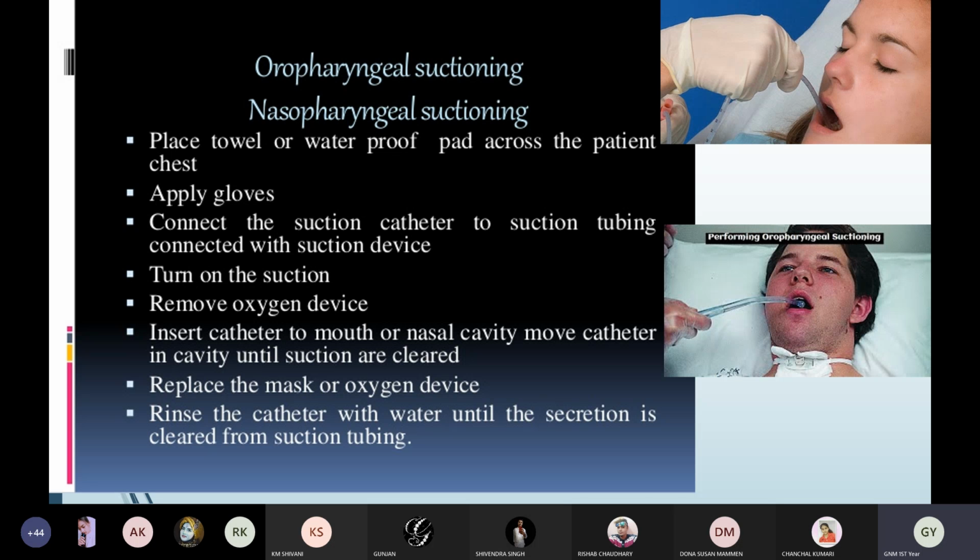Then remove the oxygen device. If the patient is on a ventilator or any oxygen device, then we have to remove the oxygen device. Then insert the catheter into the mouth.